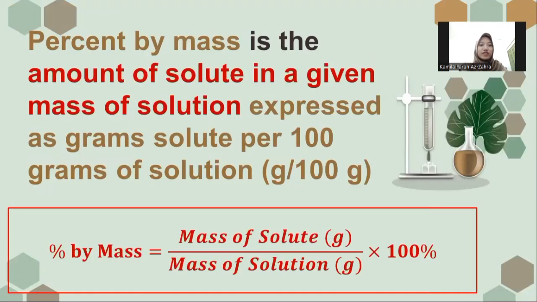Let us move to percent by mass. Percent by mass is the given amount of solute in a given mass of solution. It is expressed as grams solute per 100 grams of solution, or grams per 100 grams. Percent by mass also has a formula. Percent by mass equals mass of solute in grams divided by mass of solution in grams times 100.